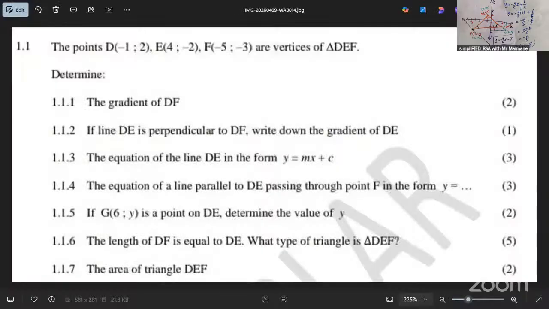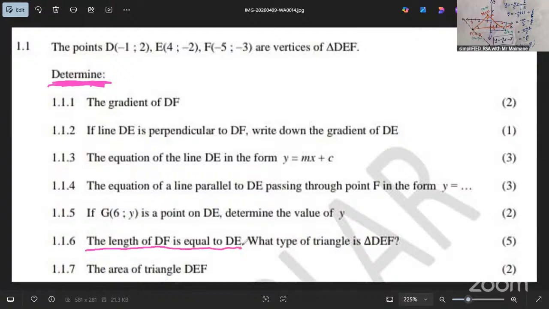It's 5 marks. You can't get 5 marks for saying just it's an isosceles triangle. I think we have to determine the length of DF. We have to show if the length of DF is equal to the length of DE. Because from the beginning the question says determine, and then goes 1.1. So we have to determine the length of DF, if it is equal to the length of DE.